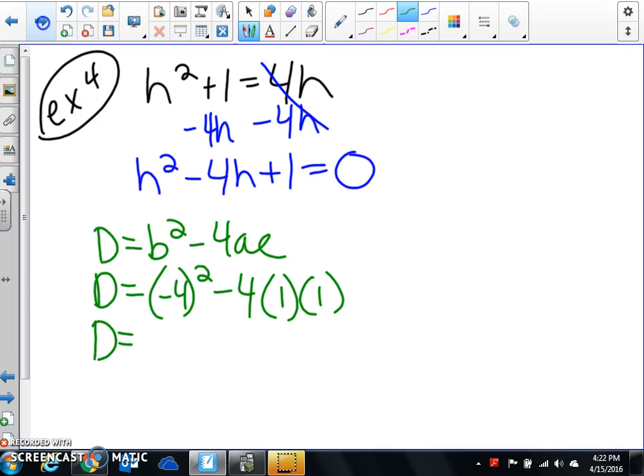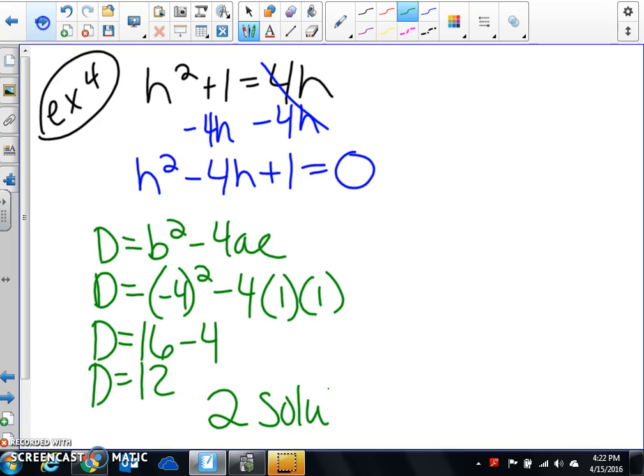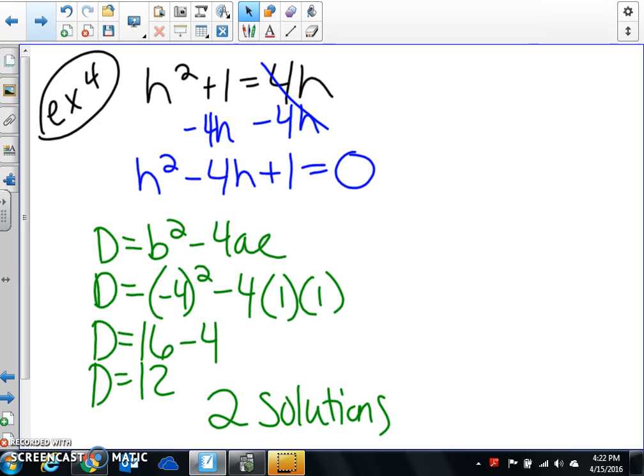Negative 4 times negative 4 is 16, and then 4 times 1 times 1 is 4, so minus 4. My discriminant is 12. So I'm going to have 2 solutions because it's a positive number. Let's just do this one by graphing this time. Or we'll do one more with factoring too.